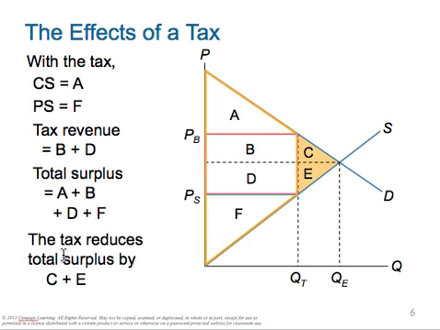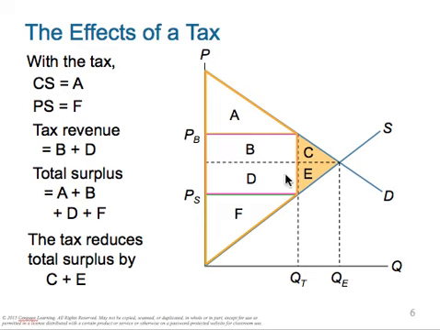Now, the effects of a tax. We have the tax in place here. Again, we have buyers paying a higher price and sellers getting a lower price because we have the wedge of the tax in between. Consumer surplus, remember, before was A, B, and C. Now it's reduced to just A, the area above the price line and below the demand curve. Tax revenue, though, is B plus D.